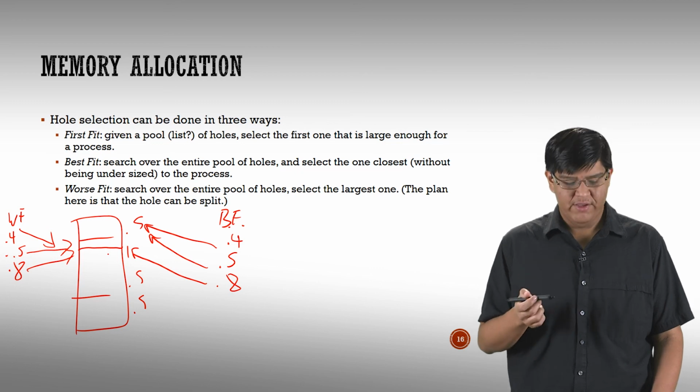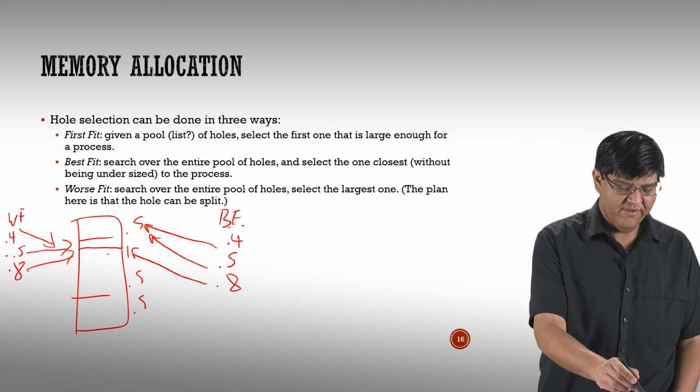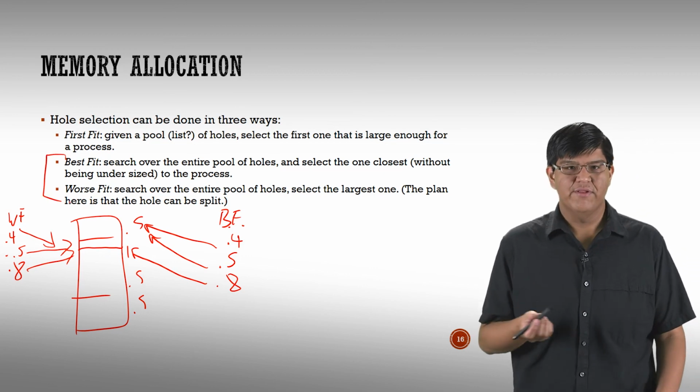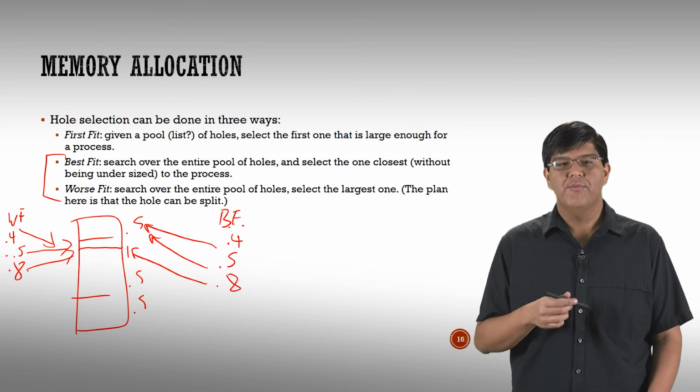So it's a little bit different. Even though I know it says worst, it is still pretty good. Both of these, best fit and worst fit, will have decent performance. So there you have it. Those are three different schemes for picking where in memory your program should be stored.